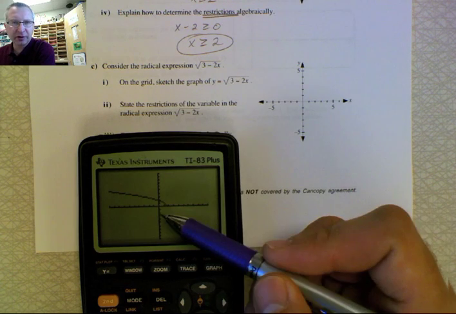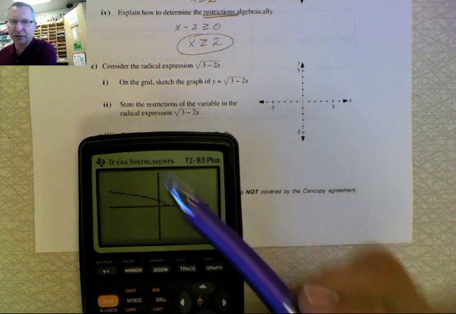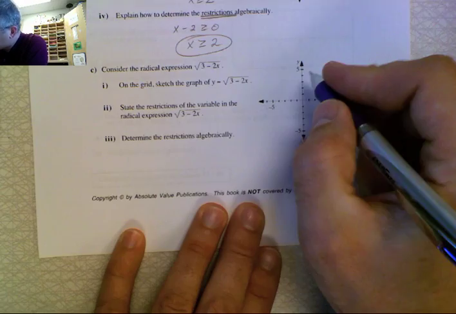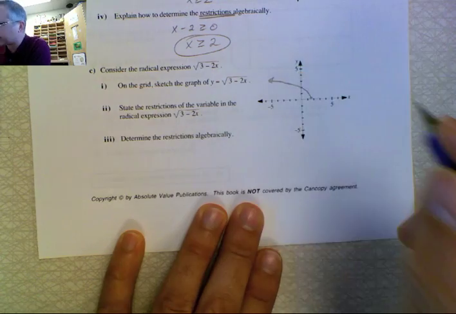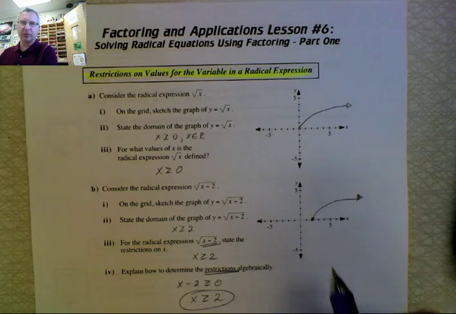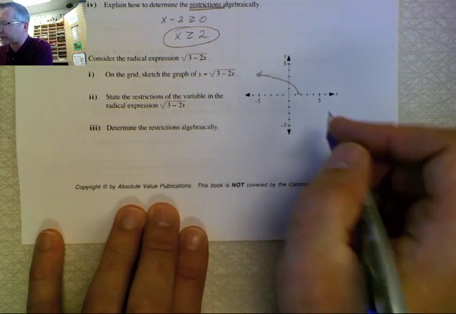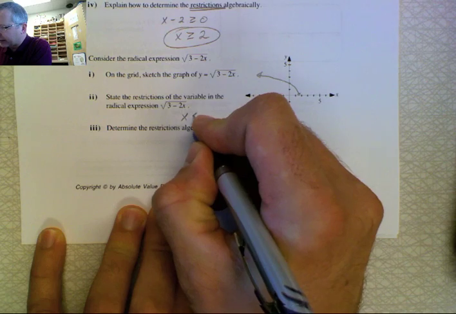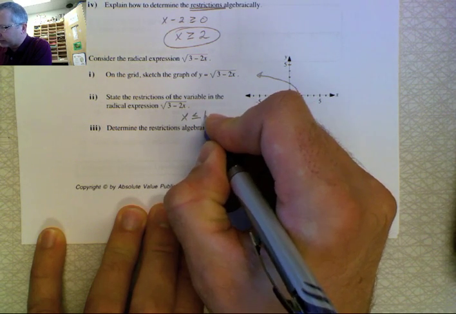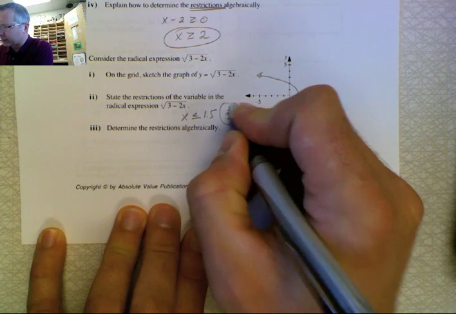So this particular graph starts at 1.5 on our x-axis, and it actually goes to the left. So some radical equations and graphs of radical equations will go to the left. Not all of them go to the right, like our first 2 examples. It says state the restrictions. Well, in this case, our x values are getting less than or equal to 1.5. Or you could have written that as a fraction, 3 over 2.